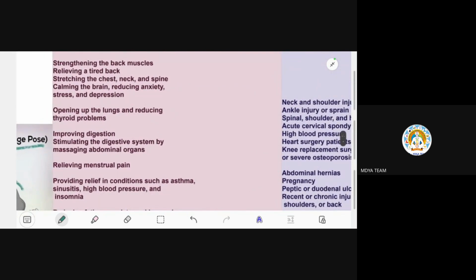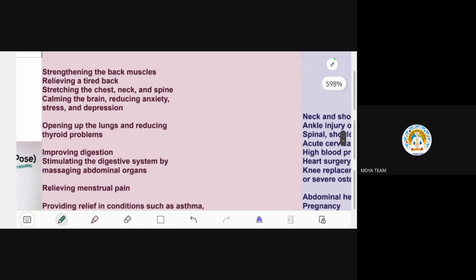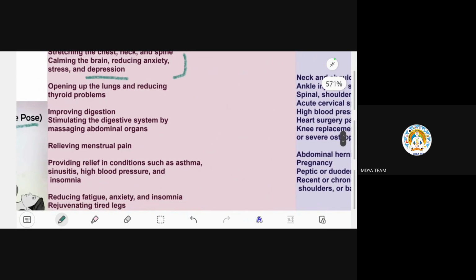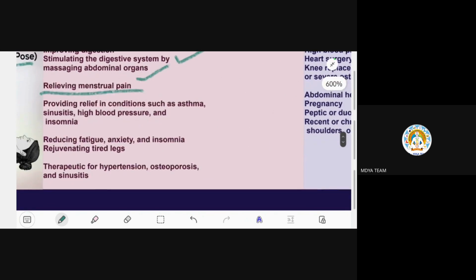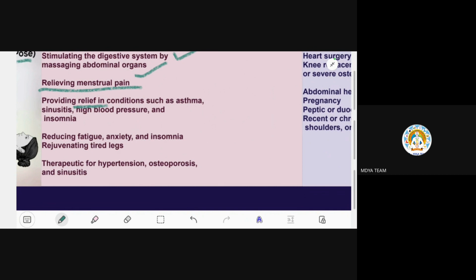Okay, the benefits: strengthening the back muscles, relieving the tired back, stretching the neck and the spine, calming the brain, reducing anxiety and depression. Common. And depression again depends on the kind of depression. Opening the lungs, reducing thyroid problems, improving digestion, stimulating the digestive system, massaging the abdomen, relieving menstrual pain, providing relief from conditions such as asthma, sinusitis, high blood pressure, and insomnia.